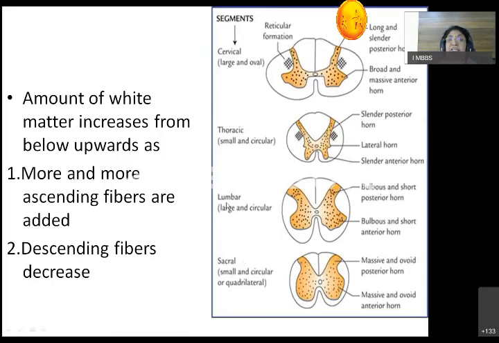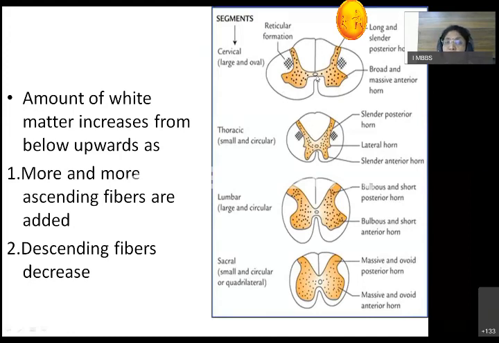Now, if you see the amount of white matter in the spinal cord at different levels, different segments, then you can realize that the amount of white matter is more as we go up. So here you can say in the sacral segment, white matter is less. In the thoracic region, it is more. In the cervical region, it is again more.